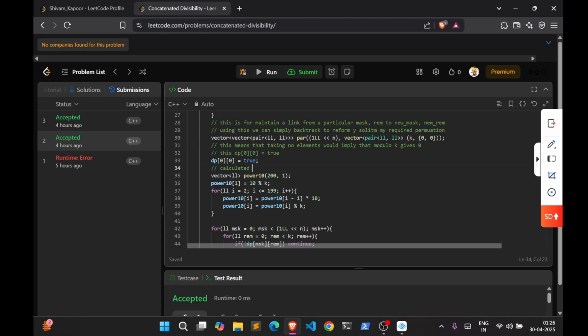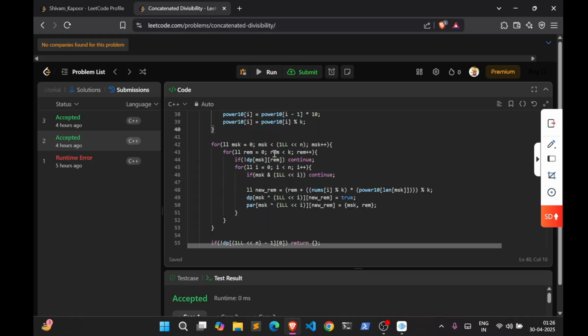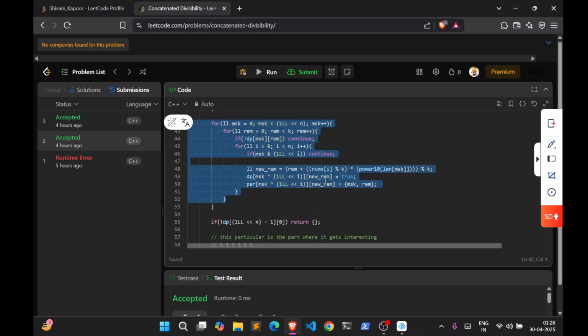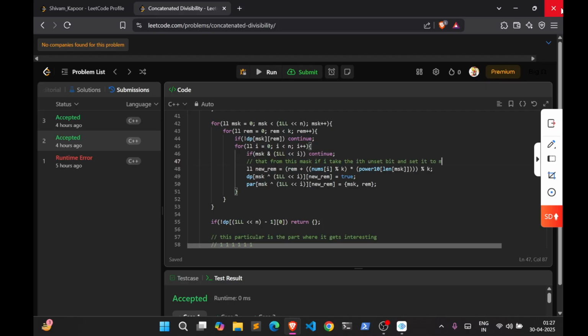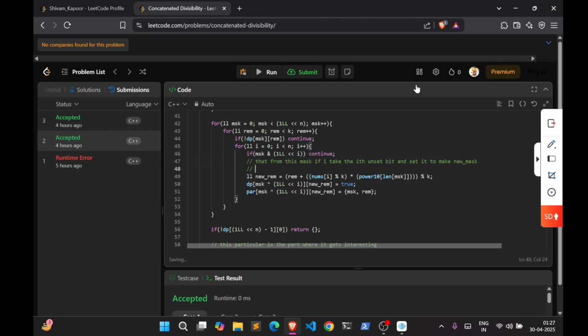The range, I've conveniently taken 199, but a smaller one would also work, right? So this is something that I've already told: this is the new remainder, that from this mask, if I take the ith unset bit and set it to make the new mask, then the new remainder which it would unlock is given by this.